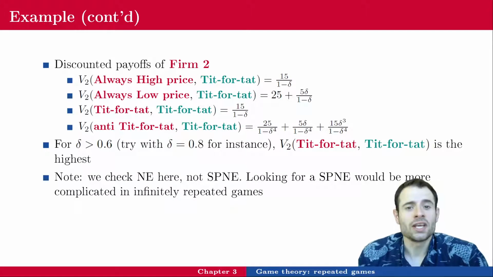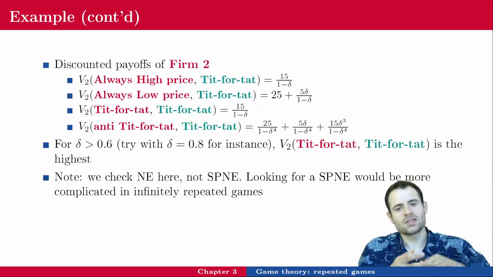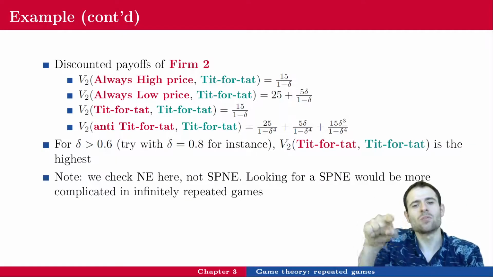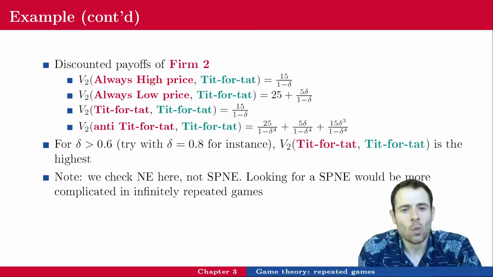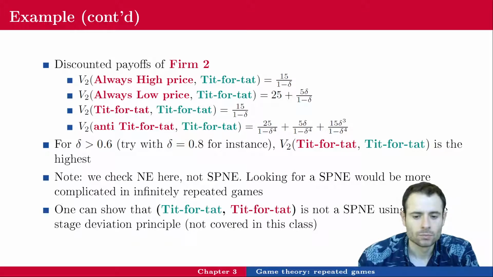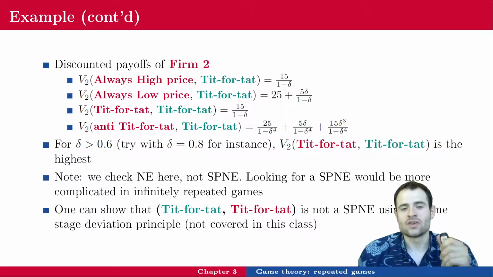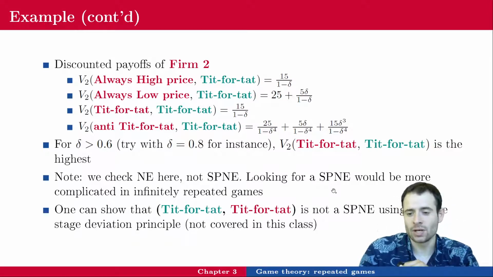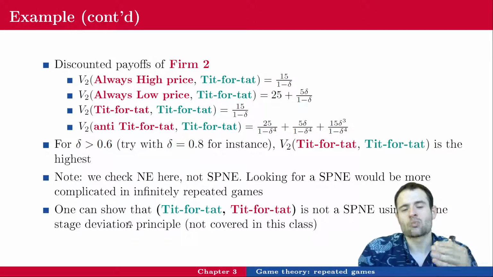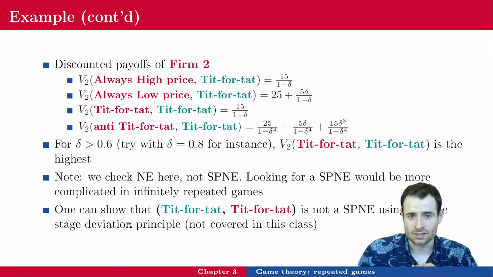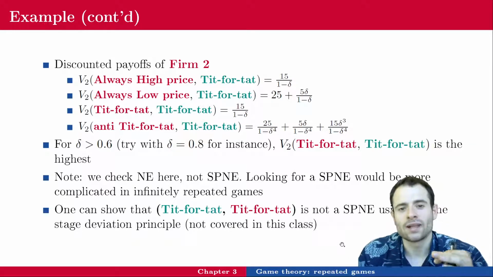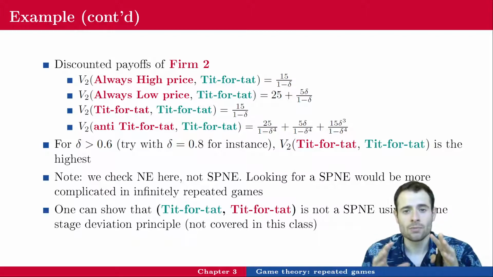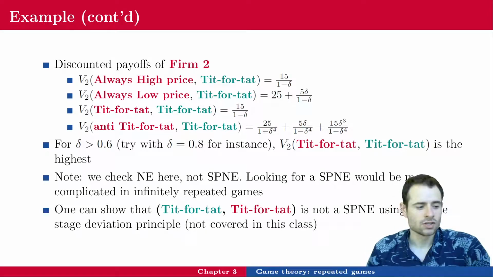Note, by the way, that we are checking Nash equilibrium here. We're not checking subgames. Since the game goes forever, how do you make a subgame? There's always a smaller subgame you can find, right? So making a tree and finding subgames that grow infinitely will not help you much. And one can show that tit for tat is a Nash equilibrium, but is not a subgame perfect Nash equilibrium using what we call the one-stage deviation principle. Don't worry about it. It won't be covered in this class. It is not easy. It is a graduate level concept, but just to remind you that a subgame perfect Nash equilibrium is a Nash equilibrium, but not all the Nash equilibria are subgame perfect. And tit for tat is one such example.